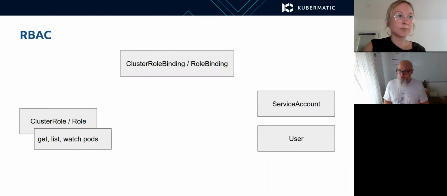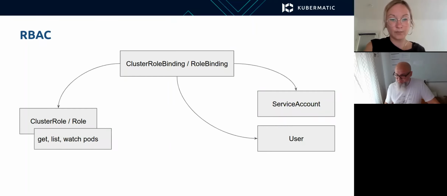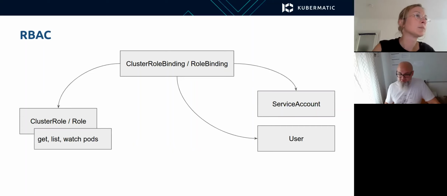The missing link: cluster role binding and role binding. Again, cluster role binding is for the whole cluster and role binding is for a specific namespace. And this links those two basically. So you can link a user to a specific role, or you can link a specific application to a specific role.